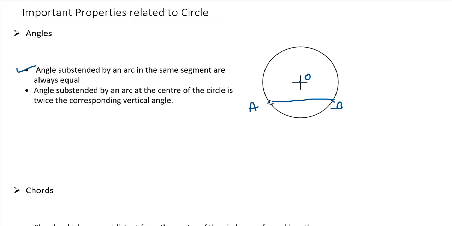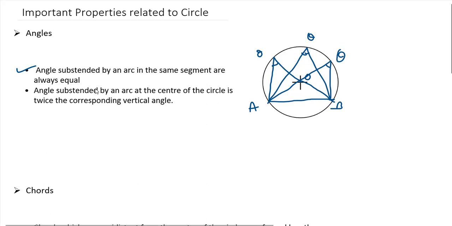So the angle subtended by this arc AB in the upper segment, anywhere in the upper segment, whether here, here or even here, all these angles will always be equal. If this is theta, this angle will also be theta and this angle will also be theta.